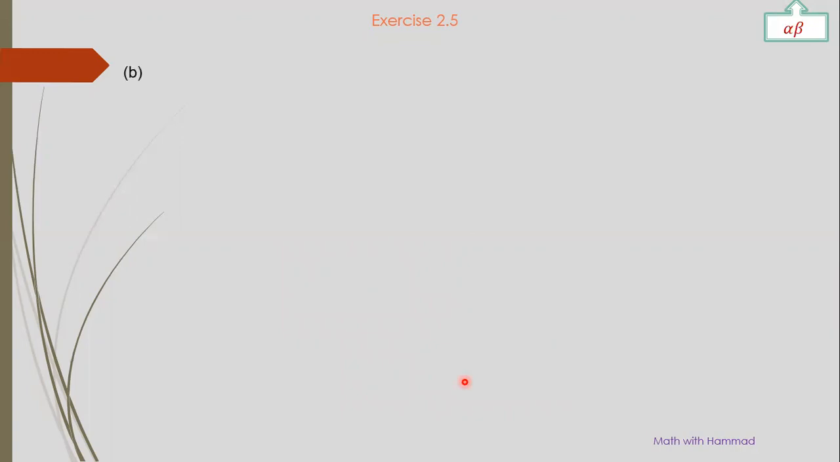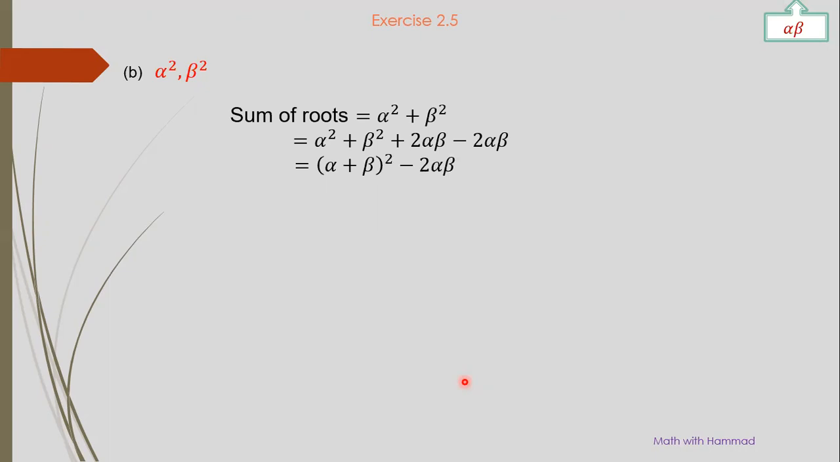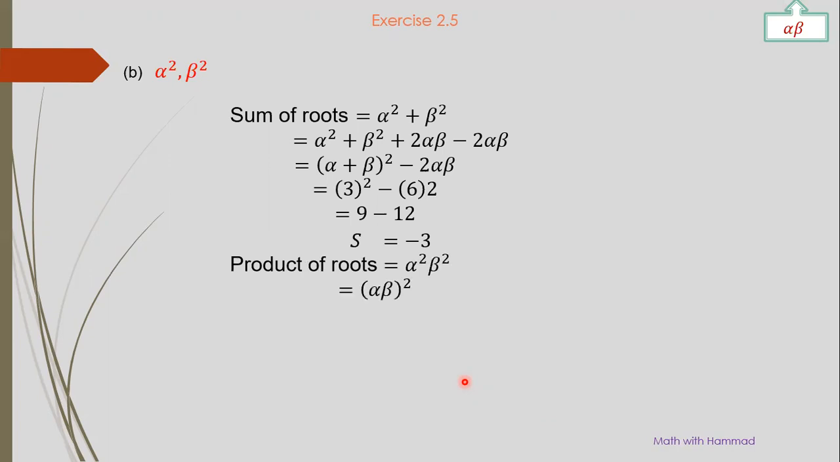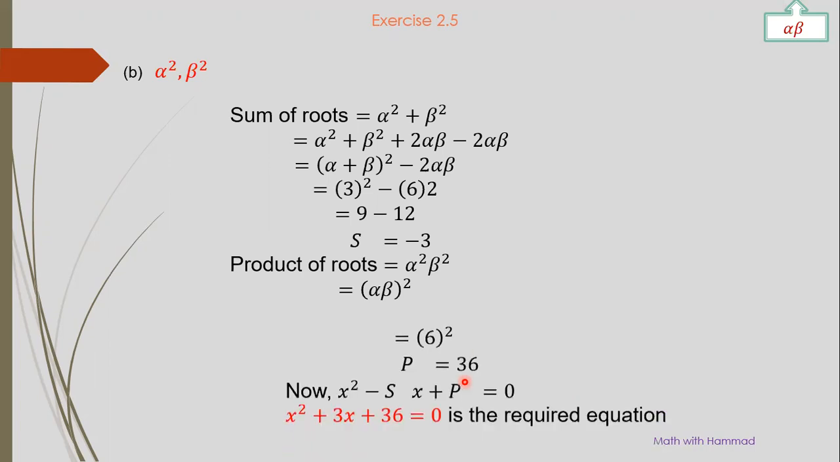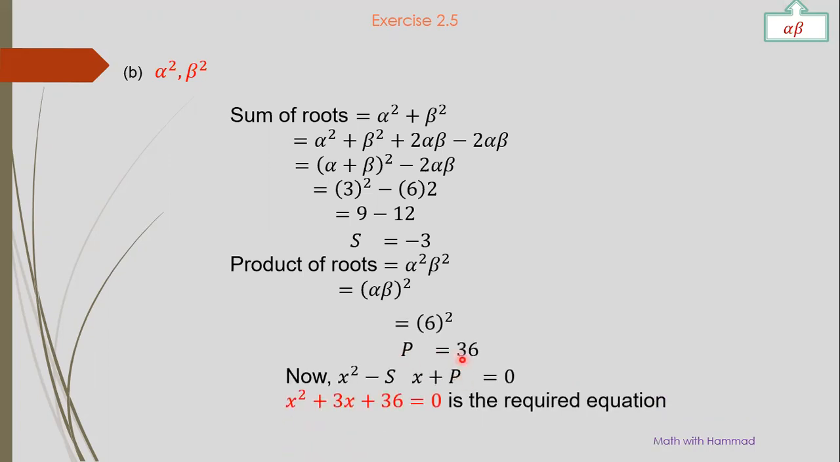Now the next part is alpha square and beta square. Sum of the roots is alpha square plus beta square, that can be written as alpha square plus beta square plus 2 alpha beta minus 2 alpha beta, which is alpha plus beta whole square minus 2 alpha beta. Replace values, 3 whole square minus 6 into 2, answer is minus 3. And product of the roots means alpha square into beta square, that is alpha beta whole square, which is 6 whole square. P is equal to 36.